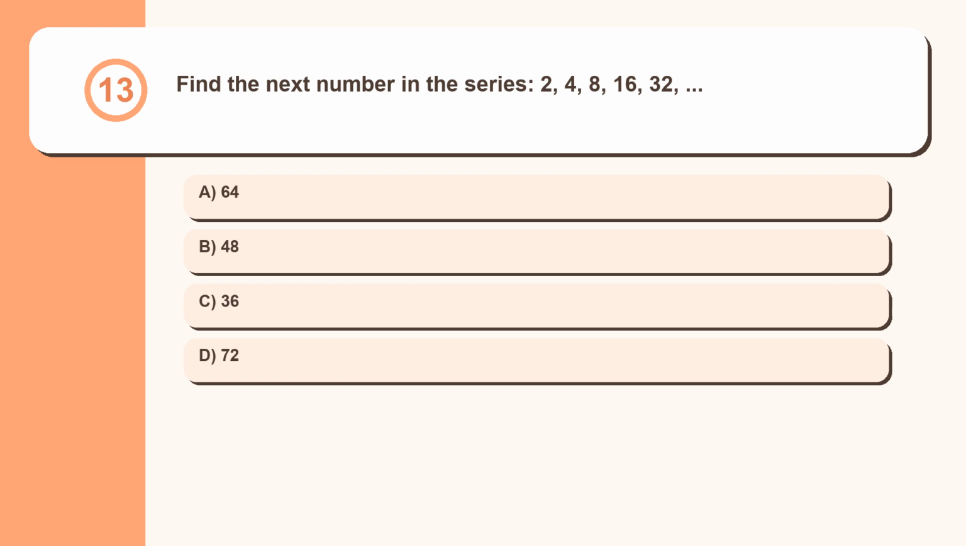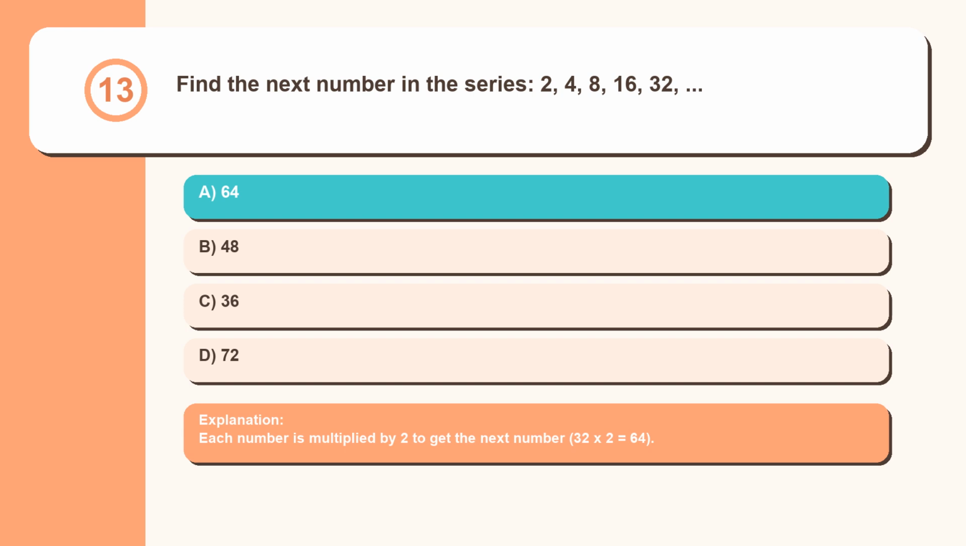Question 13. Find the next number in the series 2, 4, 8, 16, 32, 64, 48, 36, 72. Each number is multiplied by 2 to get the next number. 32 x 2 equals 64.